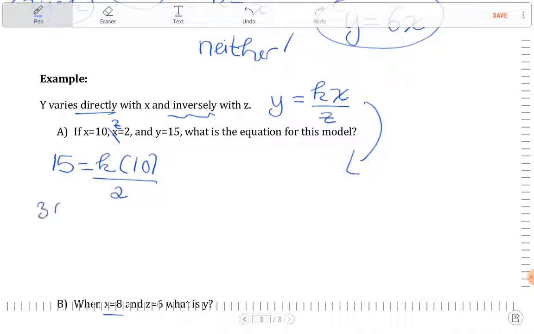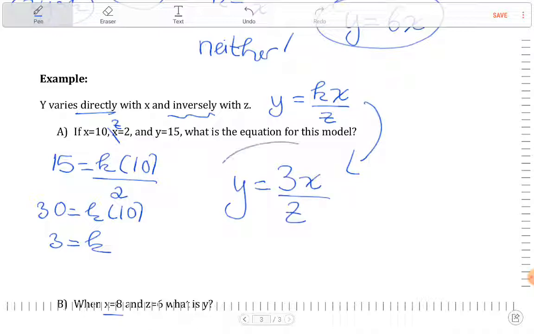and then we can solve for k. So we have times 2, and then we're going to divide by 10. K is 3. So my actual equation is y equals 3x over z.